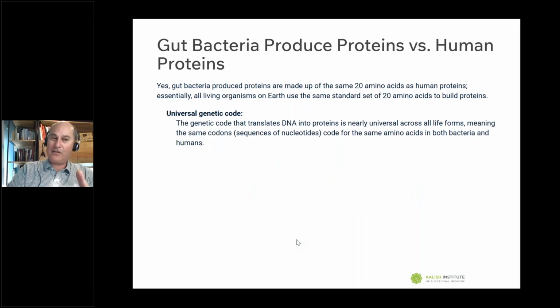There's one message for today, which is that when you have H. pylori, it may decrease your ability to digest dietary protein. Now, what's kind of interesting is that your gut bacteria also produce proteins. Who would have thought that that's even possible? Yeah, they do.